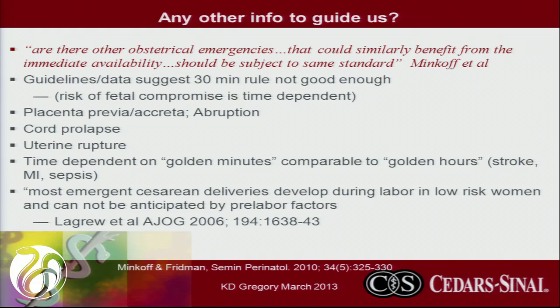And in that light, it actually does come to bear that there might be specific conditions to think about, such as placenta previa or accreta, abruption, cord prolapse, uterine rupture, and that in these settings we should be thinking about golden minutes comparable to the golden hours of stroke, a myocardial infarction, or sepsis, all of which are things that you can't predict, right? And then Dr. LaGrue makes the comment that most emergent cesarean deliveries develop during labor in low-risk women and cannot be anticipated by pre-labor factors.